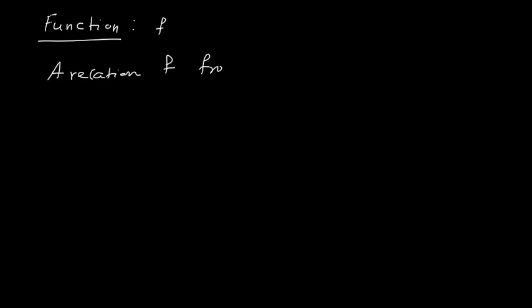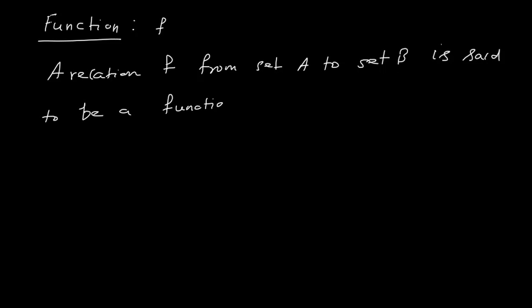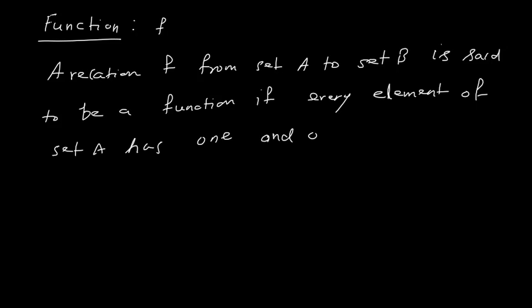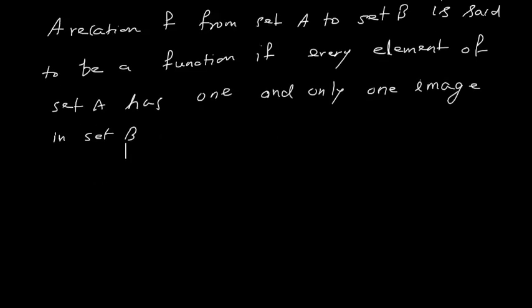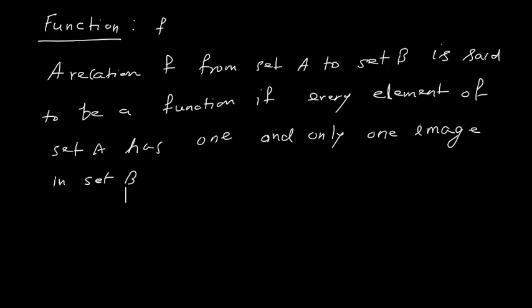f from set A to set B is said to be a function if every element of set A has one and only one image in set B. Okay, I will explain this with the help of an example, but before we give an example we are defining it. So this is the definition.